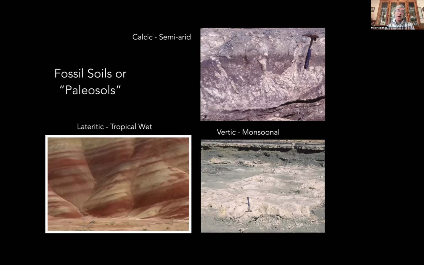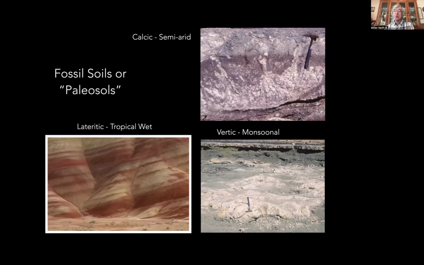So we have in the lower left what's called a lateritic soil. These are typically red, as they are highly oxidized, and they form in tropical wet environments. So it's a very warm and very wet environment that generates these characteristic, very thick soils produced in tropical environments, so ever-wet environments.